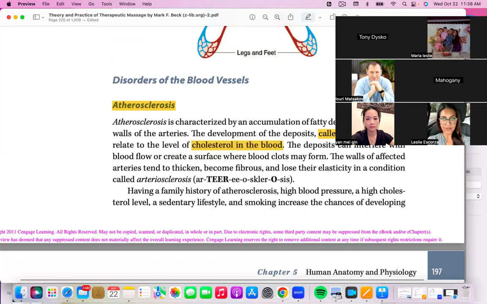The deposit, which is the plaque, interferes with the blood flow, and that's the problem, okay? And it creates a surface where blood clots may form. And the walls of the affected arteries tend to thicken and become fibrous, so they lose their elasticity. And that gives it the arteriosclerosis name.